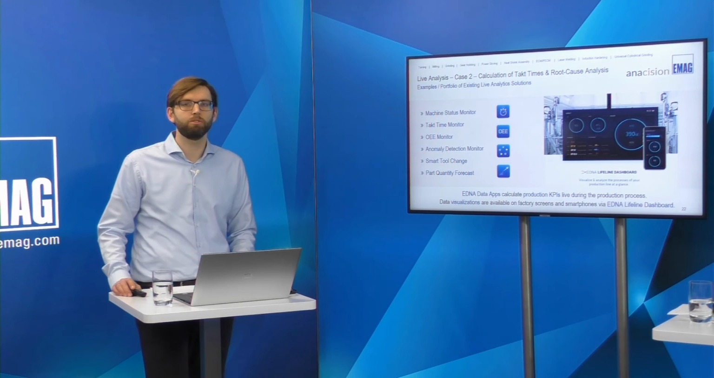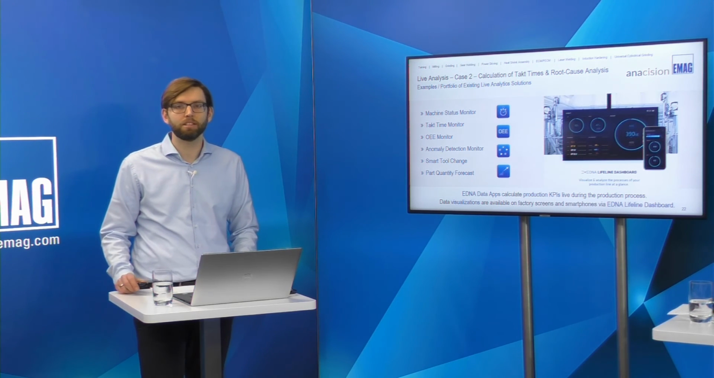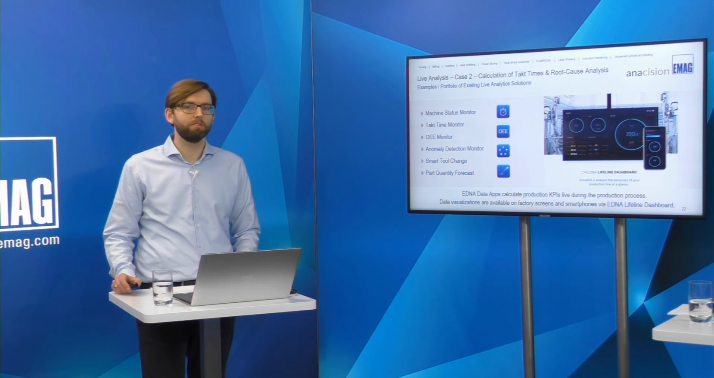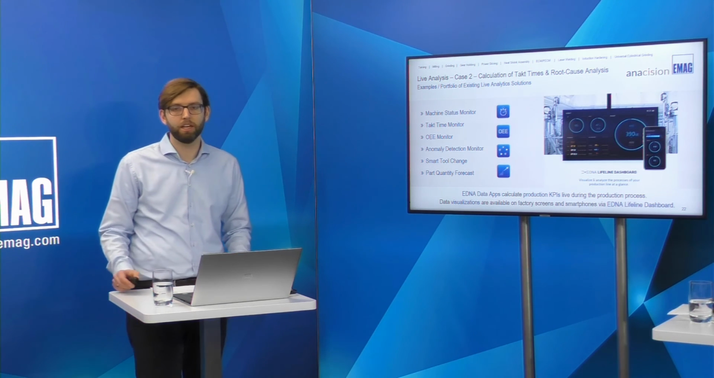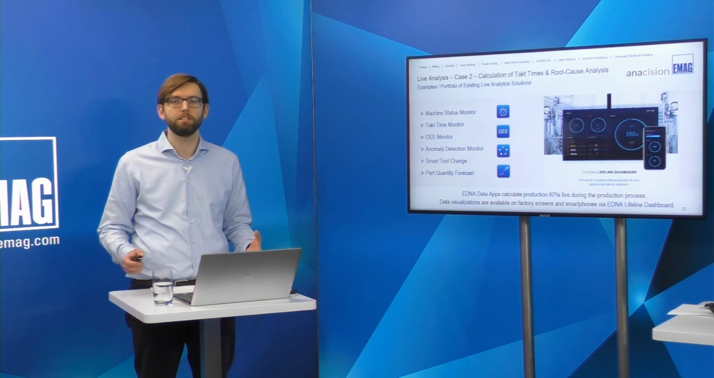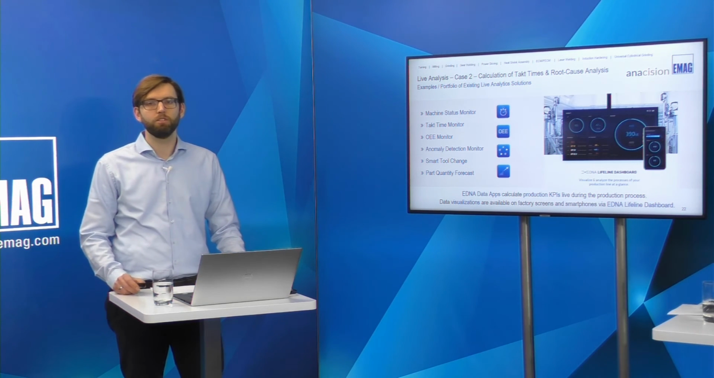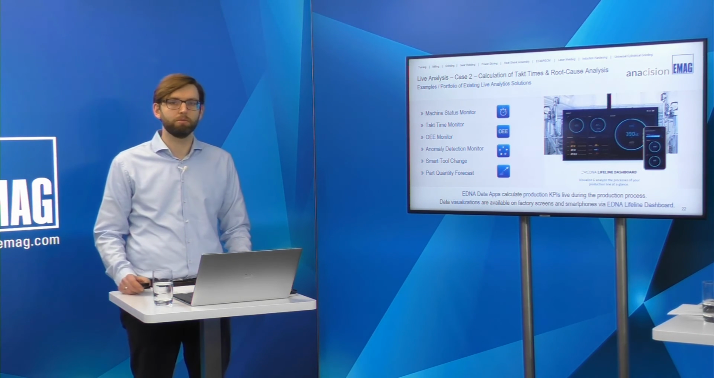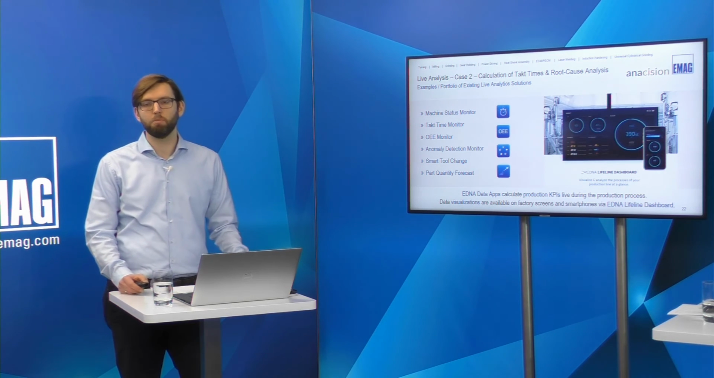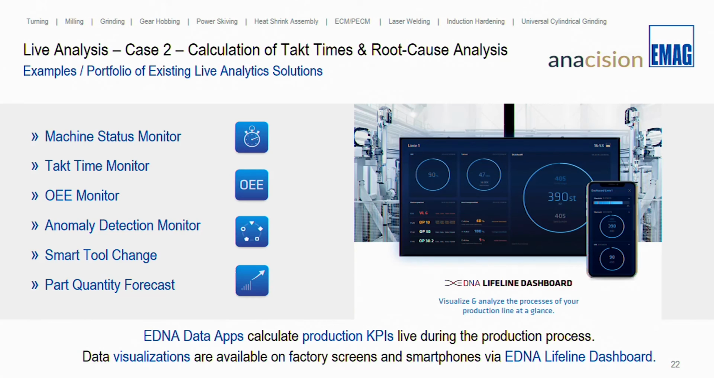So in this example, we showed you, for example, how to calculate takt times. For a lot of different KPIs, we have standardized apps and applications that are already doing this. For example, we have a machine status monitor which aggregates the stack light information of a complete production line or even a production hall, and shows you, for example, in such dashboards, we have the takt time monitor that can calculate live the takt time during production, and gives you transparency on the performance of your line.